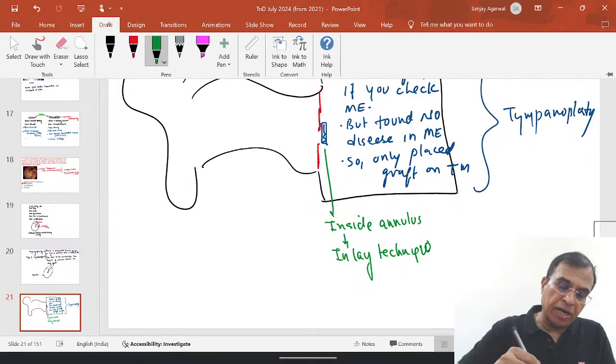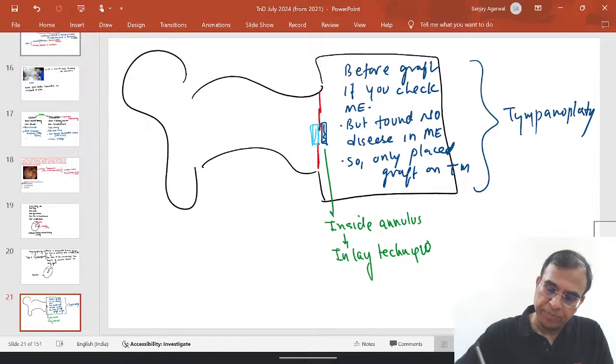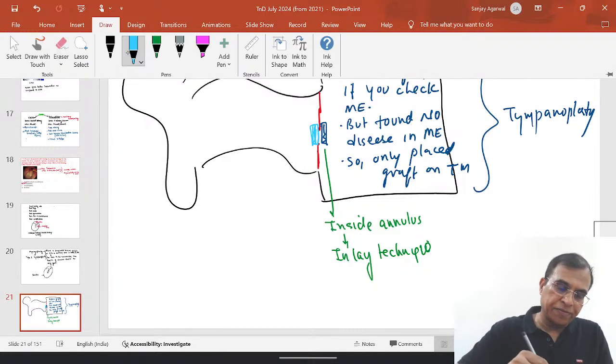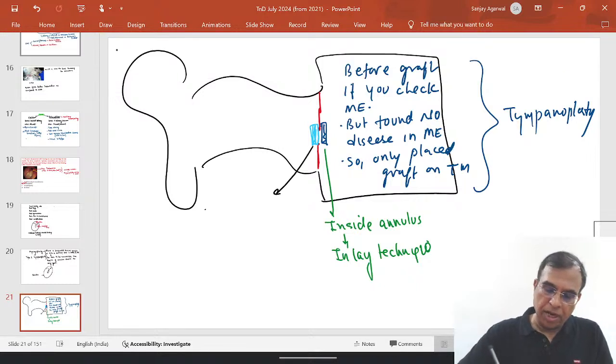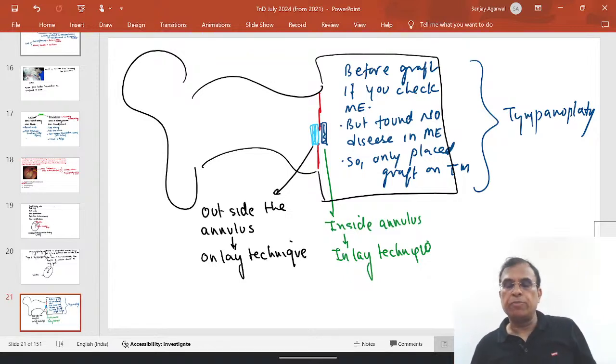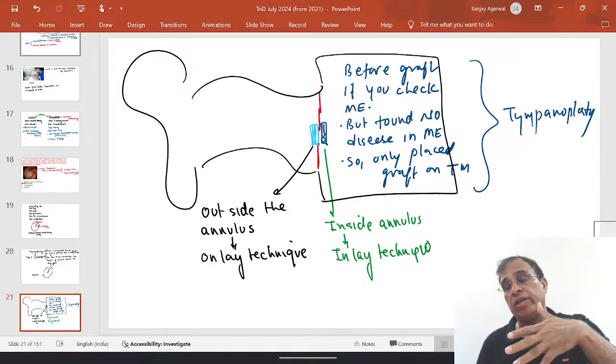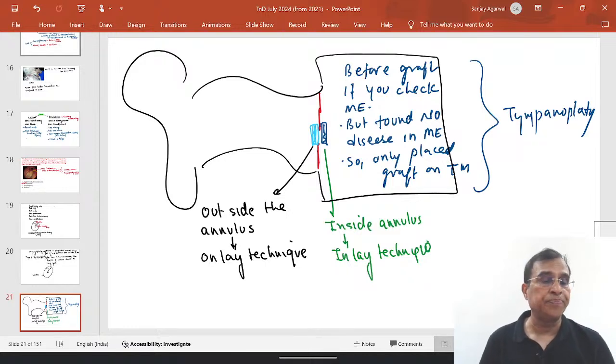And if you place a graft outside the tympanic membrane, suppose you place a graft here, now this graft is outside the annulus. This becomes the onlay technique. So this is the only difference between inlay and onlay technique: whether the graft is placed on the inner side or the outer side. If you are inside the annulus, it is inlay; if you are outside the annulus, it is onlay.